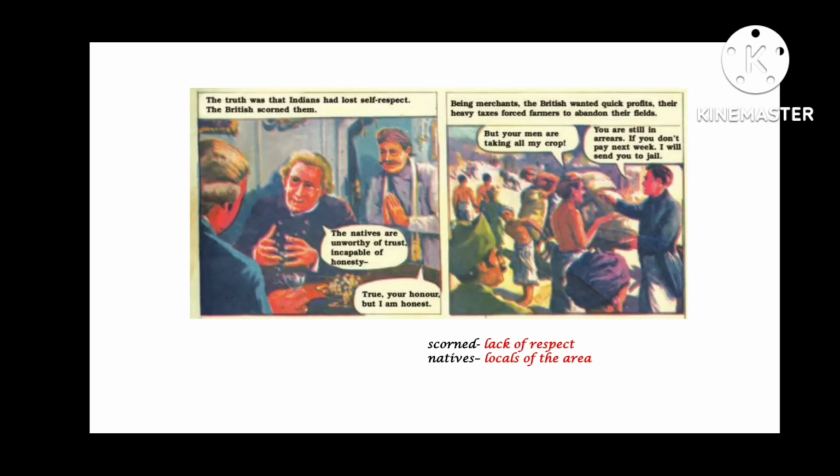Scorn means disrespected them. Natives means locals of that area. The British used to disrespect Indians. They used to think that they cannot be trusted and that they are not honest. Still, some Indians were slaves to them.